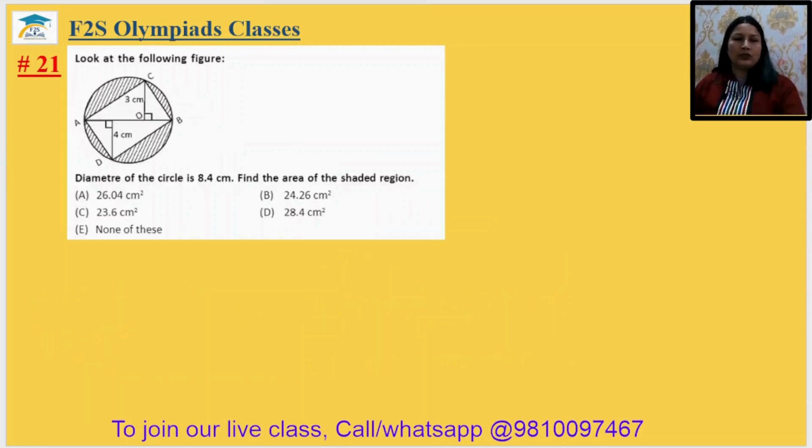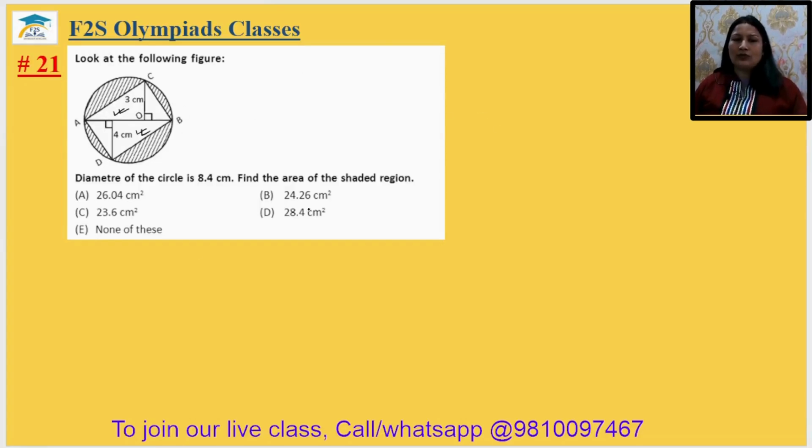Okay. Come to question number 21. Look at the following figure. Diameter of the circle is 8.4 centimeter. Find the area of the shaded region. So how can we find the area of the shaded region? We have to just find the area of the circle and then we will find the area of this rectangle. We will find the area of this rectangle by finding the area of these two triangles. Okay? And then we will just subtract it, so we will get the shaded part's area.